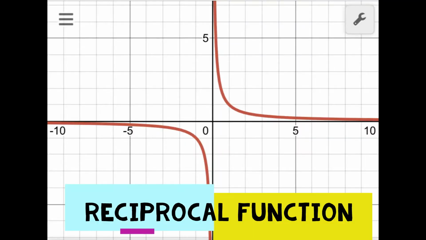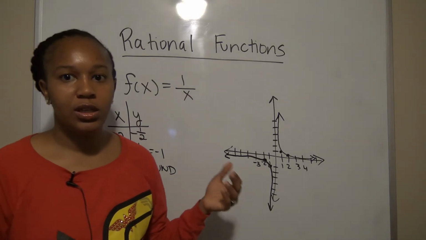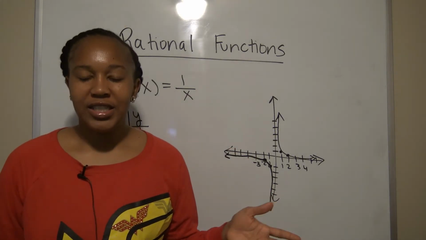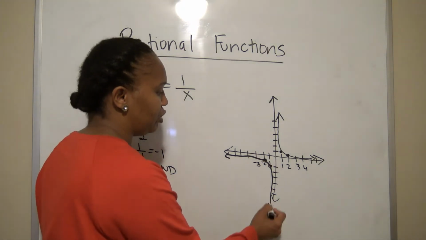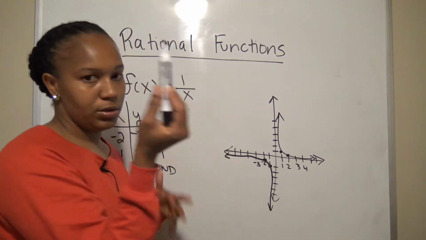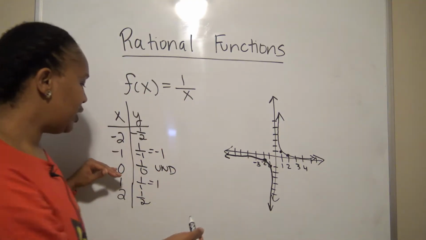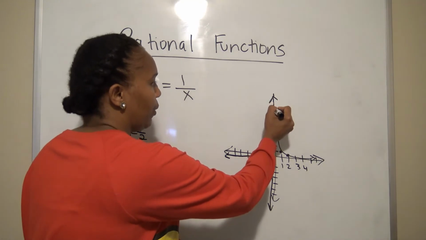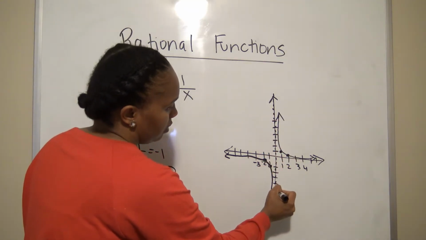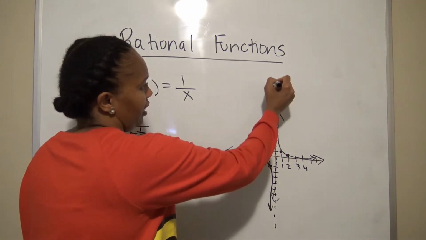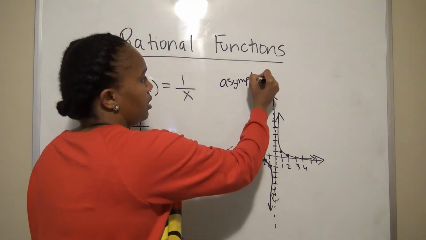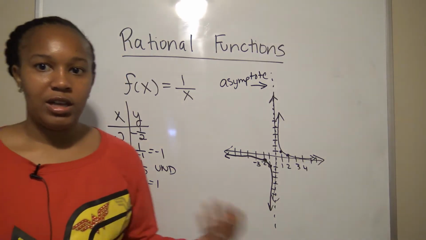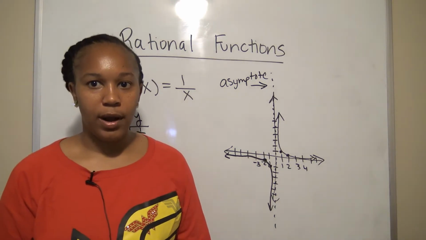So this is what's called a discontinuous graph. That means it's not continuous because I'm not able to draw the whole graph without picking up my pencil or my marker in this case. Since it was undefined at 0, we end up with a break in the graph at x equals 0. So I'm making a dashed line here, and that's called an asymptote. So rational functions have asymptotes, and it's just basically a break in the graph.